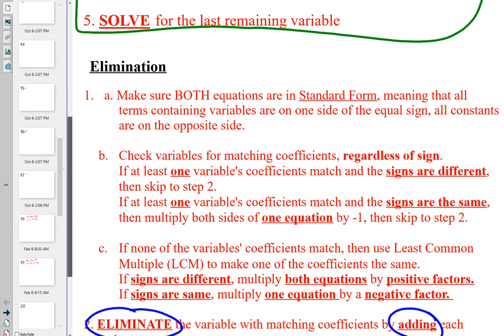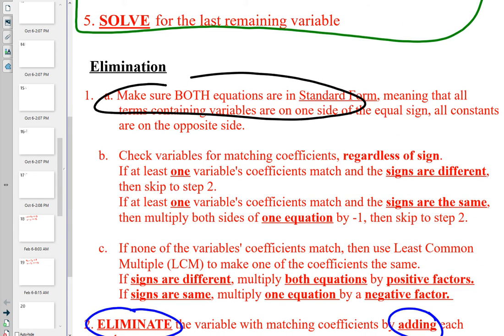Elimination. First step says both equations in standard form. We know what standard form is before. If you see both equations in standard form, I'm going to tend to do elimination. But again, there is no wrong choice. If I get both equations in standard form and I say, hey, Mr. Romero, well, I'll show you, I'm going to do substitution. Fine. If you do it right, you'll get the right answer.